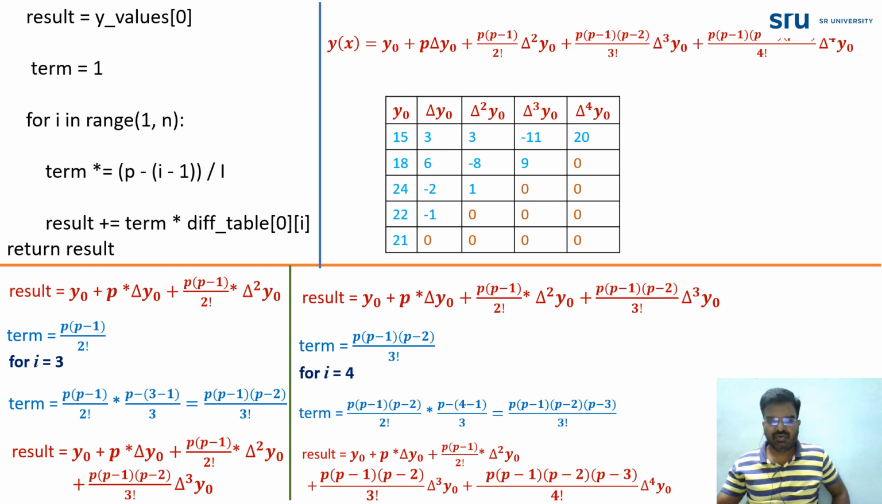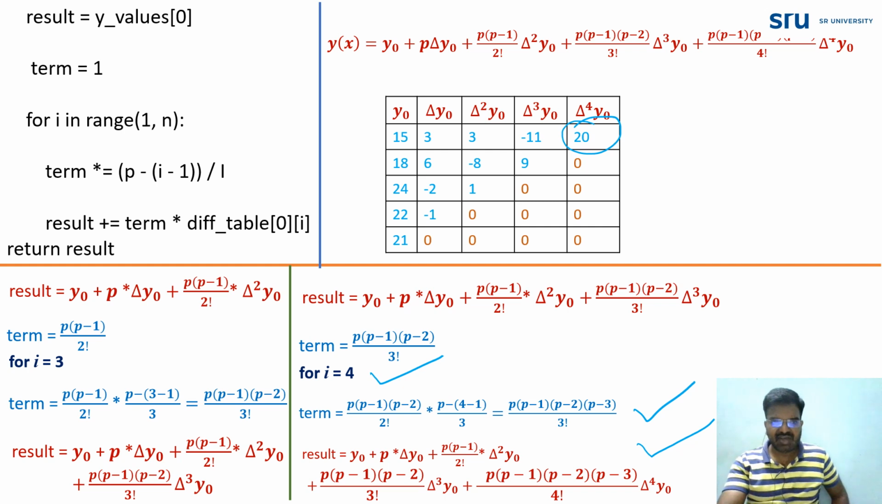At I equal to 4, again we update the resultant term. First we update the term. See, at I equal to 4, we are multiplying the previous value of the term with the new value. This is the updated value of the term. And we multiply this term with the next forward difference, this one. After multiplying with the forward difference, we add this term to the result. This is our new result.